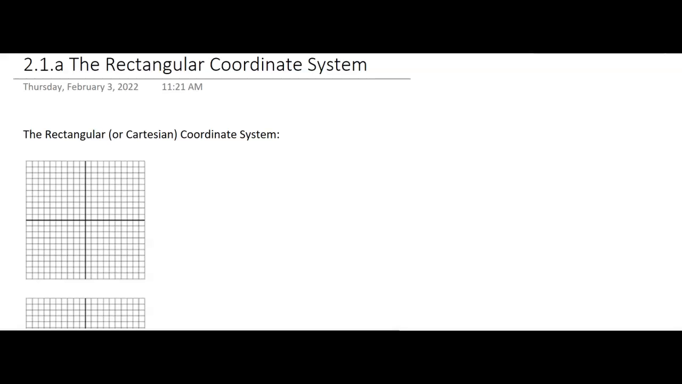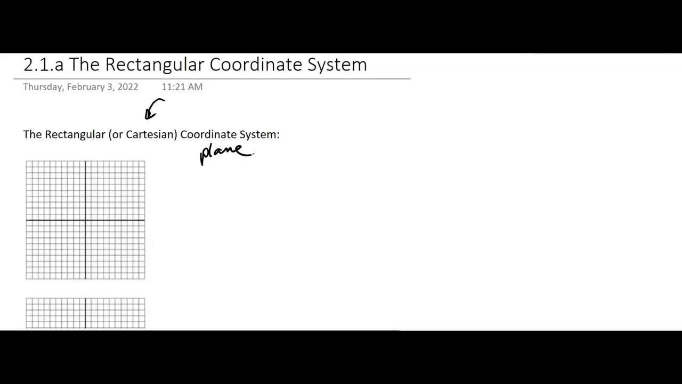Okay, so we're going to talk about what's called the rectangular coordinate system. It's also called the Cartesian coordinate system. It's named after a French mathematician, René Descartes. And we use it for graphing purposes. So you can buy graph paper. You can go online and just type in graph paper and there'll be grids that come up, or you can draw them by hand. But we're graphing in a two-dimensional plane. So a plane meaning a flat surface.